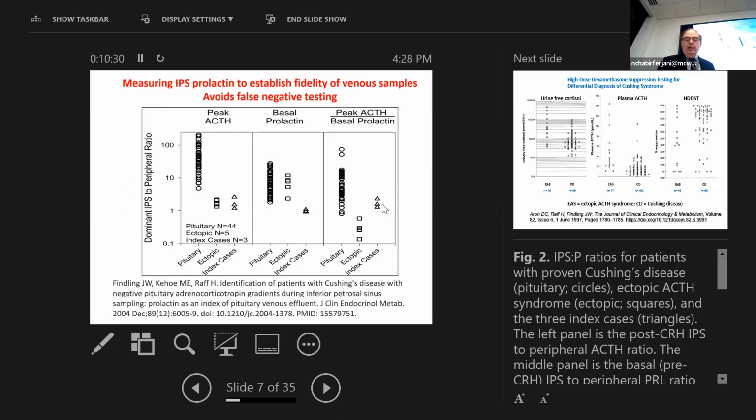So this was published about, as you can see, 20 years ago. And I think it has been validated by others, not just by us. There are always arguments about what the ratio should be, but everybody agrees that this does validate the integrity of the sampling.